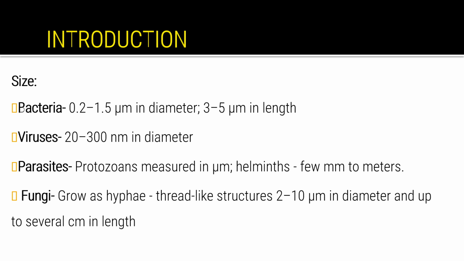Just a recap. You all know that the size of the bacteria is around 0.2 to 1.5 micrometer in size. Viruses are yet smaller, around 20 to 300 nanometers in size. Parasites like protozoa and helminths are from micrometers to a few millimeters in size. Fungi grow as hyphae. Hyphae are thread-like structures which are around 2 to 10 micrometers in diameter, and fungi can also have hyphae which are several centimeters in length.